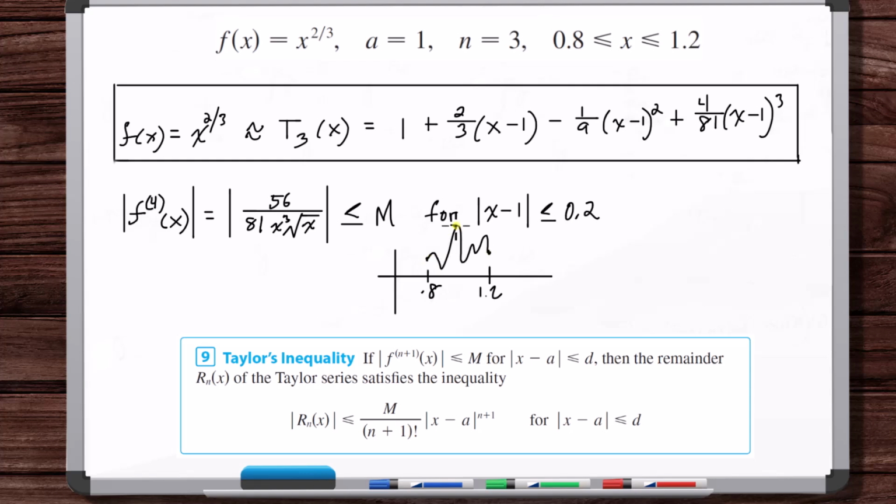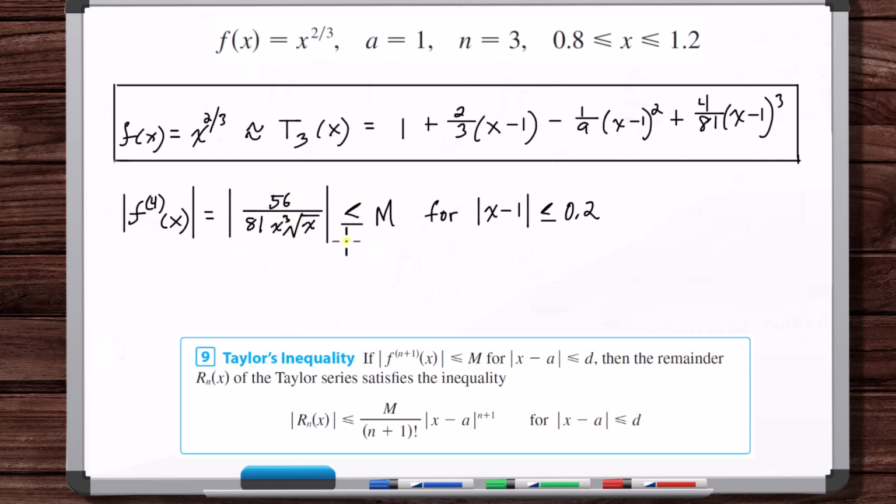There it is. There's capital M, whatever that corresponds to. Just find the maximum value on the interval. It's like the extreme value theorem problem, right? Well, we see here it's just what's the smallest value of x. That's going to be the biggest. That's where this is going to be the biggest.